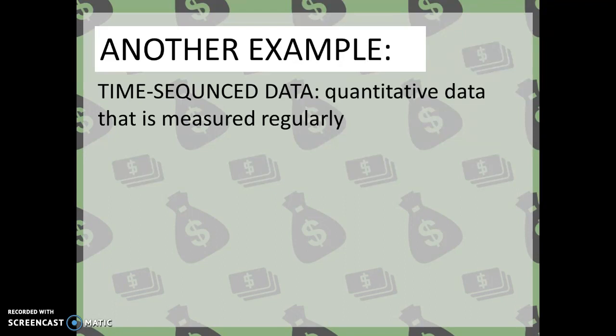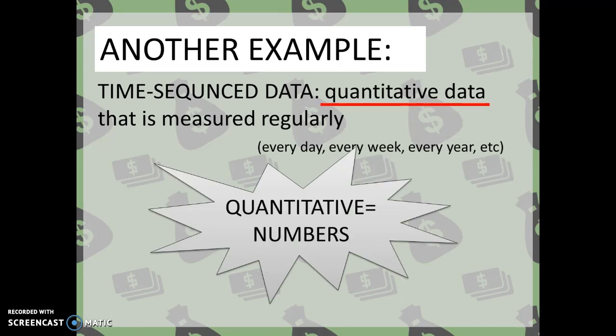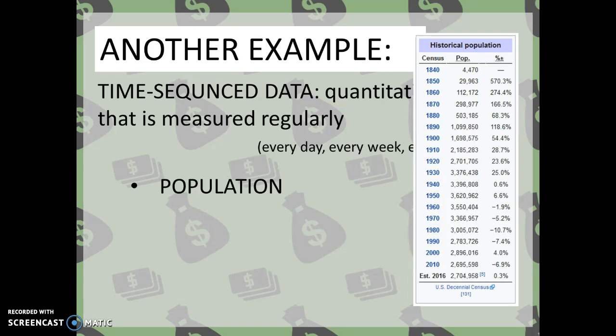And what I want to focus on, and this is important for the homework, is time sequence data. Data that's measured regularly. And look, I'm saying quantitative. I'm looking at numbers. So every day, every week, every year, what am I measuring? Well, numbers. Let me think of some examples, like population. Here's the population of the city of Chicago every 10 years. That is time sequence data.